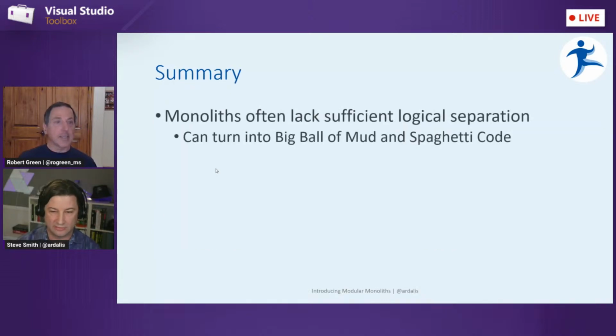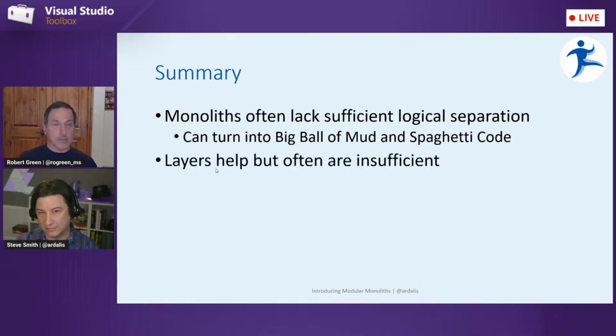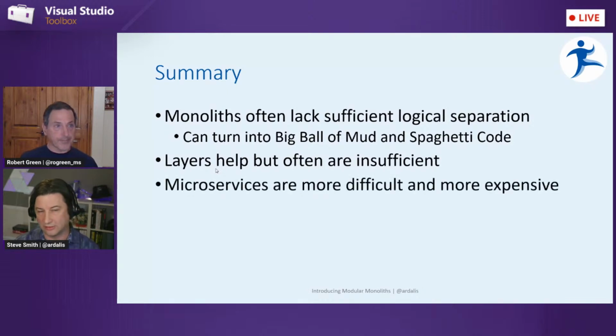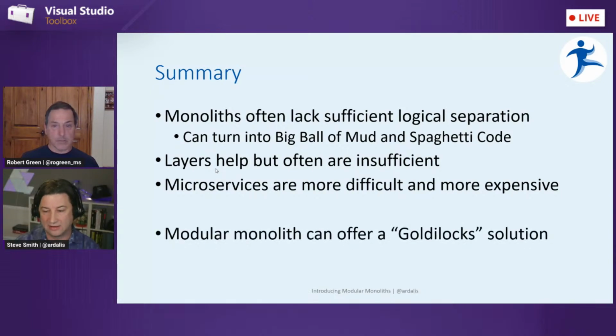So to summarize here, and then we'll show some code. Monoliths often run into the problem that they don't have enough logical separation between different features. They're not modular typically. And so layers can help, but they're not usually sufficient for larger and more complicated applications. Microservices are an attempt to solve this problem, but they bring with them a lot of complexity and expense. And so these modular monoliths, I think, can offer a kind of a Goldilocks solution where they're in the middle, right? They don't have some of the problems of monoliths. They don't have the complexity of microservices, and I think they fit the bill for a lot of enterprise applications.